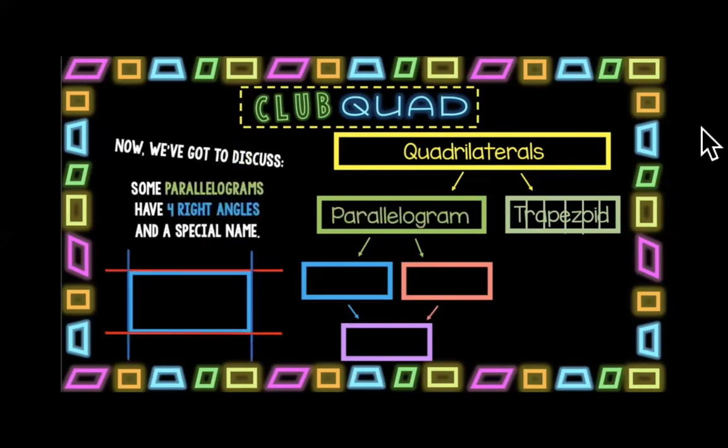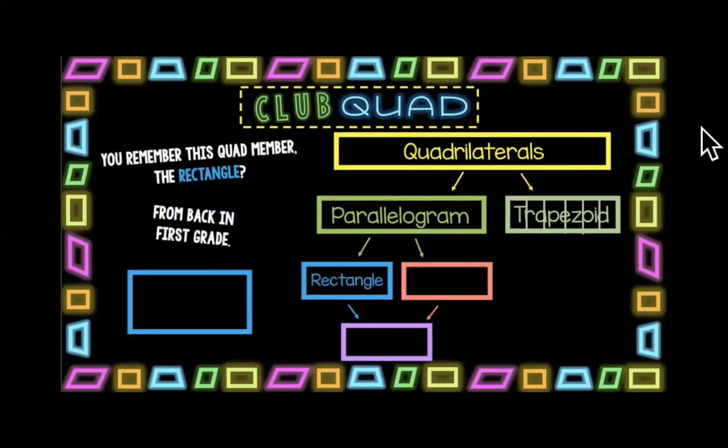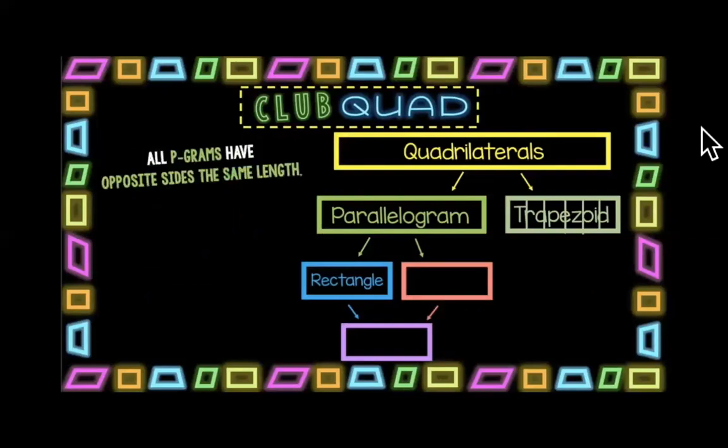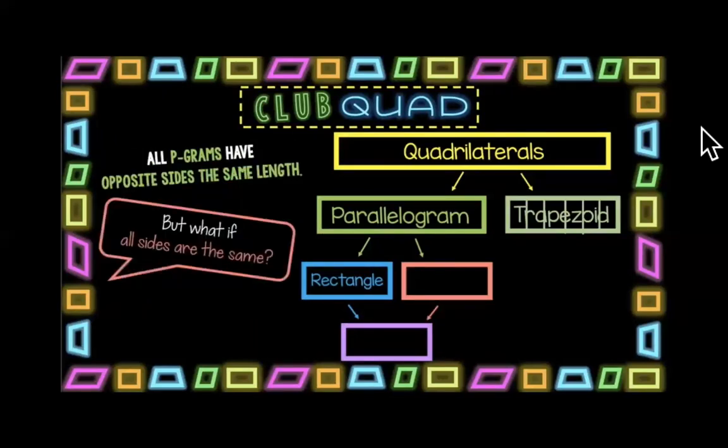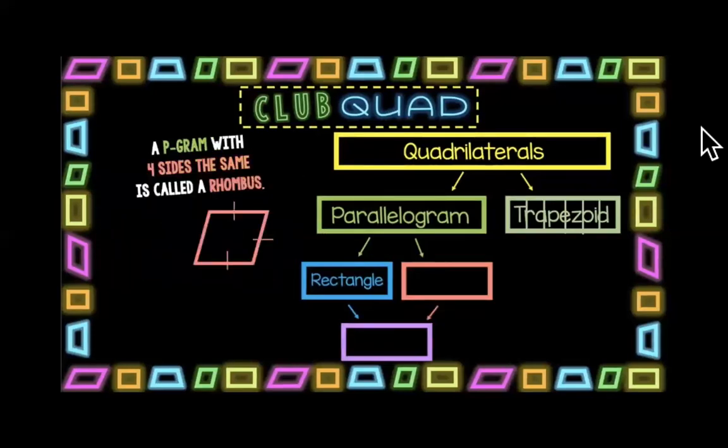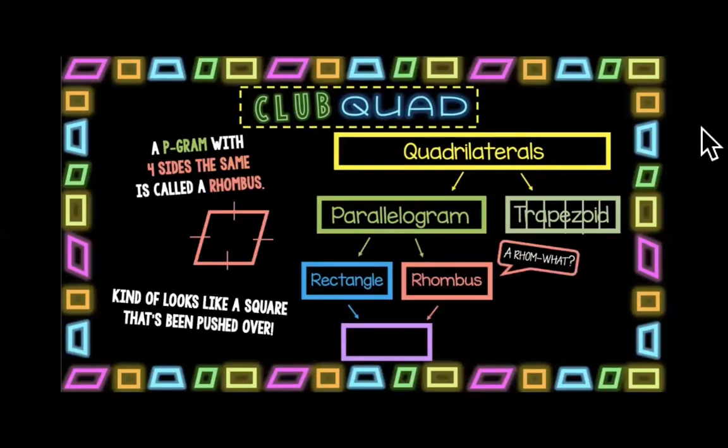Now we gotta discuss. Some parallelograms have four right angles and a special name. You remember this quad member, the rectangle, from back in first grade. All p-grams have opposite sides the same length. But what if all sides are the same? Clever question coming from your brain. A p-gram with four sides the same is called a rhombus. A rhomb what? It kinda looks like a square that's been pushed over.